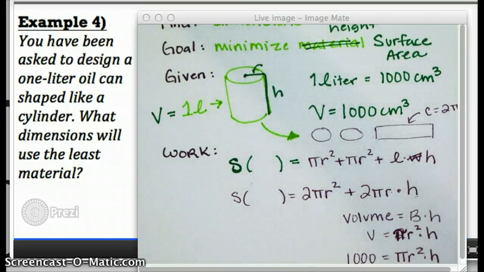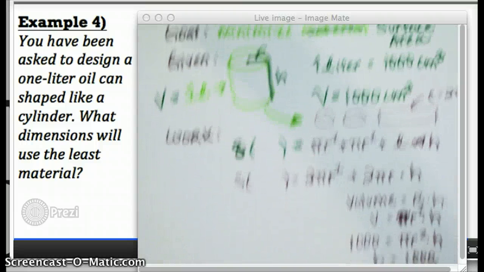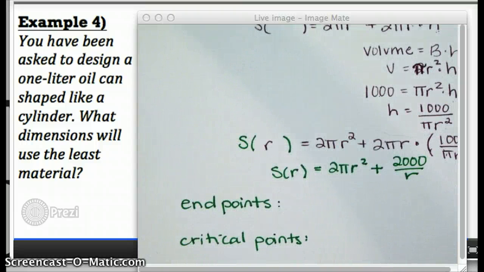Any limits on it? Yeah, I would say 0 is a lower bound because radius, the distance, has to be a positive number. You can't have a negative radius. So I would say r equals 0 is a lower bound. But as far as we can tell, there's no upper bound. We could make the radius as big as we want as long as we minimize the material.